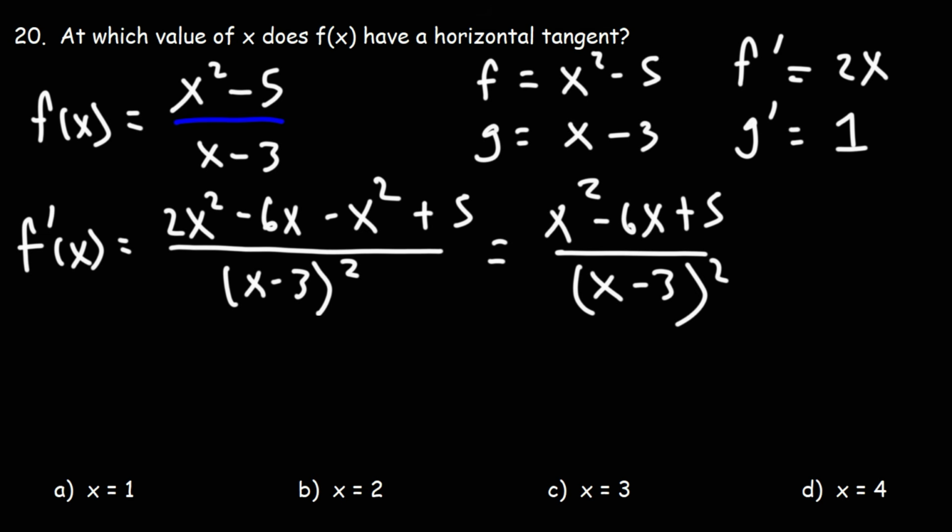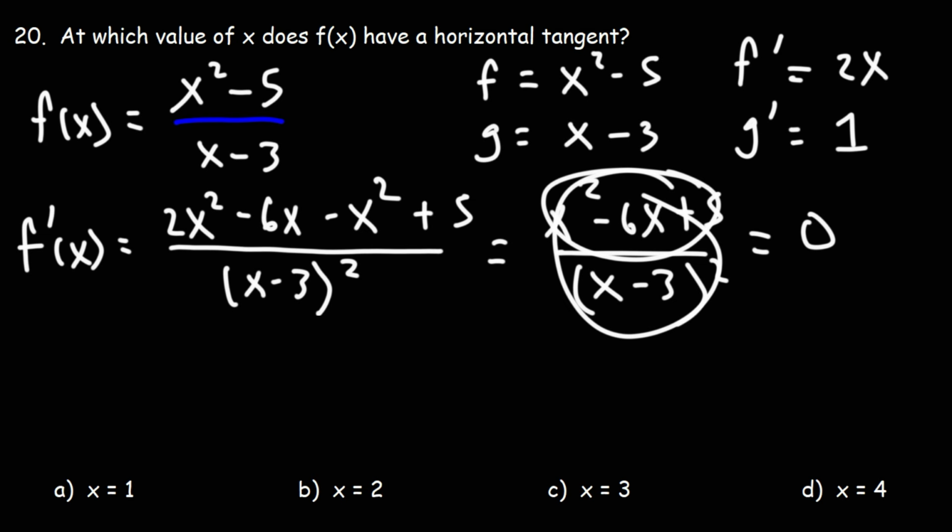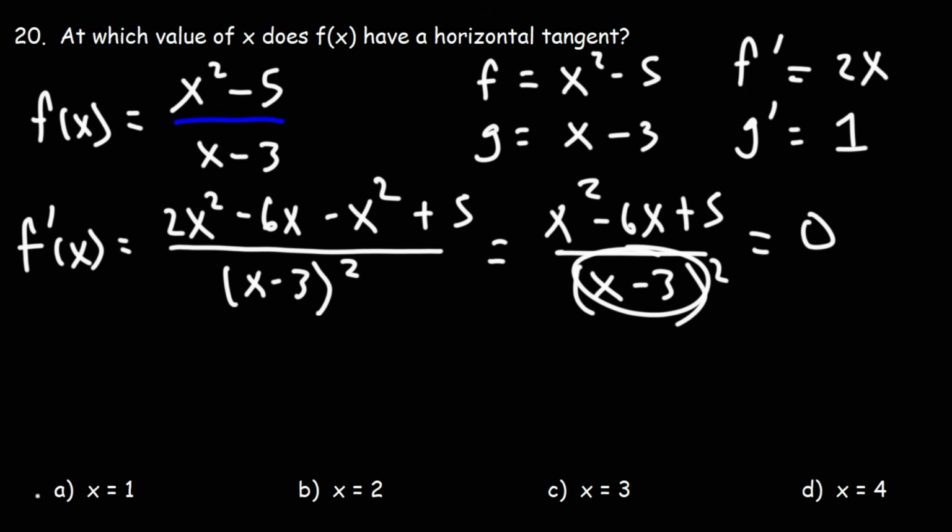Now, what we need to do is set the first derivative equal to 0 and solve for x. Since we have a fraction, if the numerator is equal to 0, the entire fraction is equal to 0. We don't want the denominator to be 0 because then it'll be undefined. So 3, we could eliminate 3, because when x is 3, we'll get a 0 on the bottom. We don't want that.